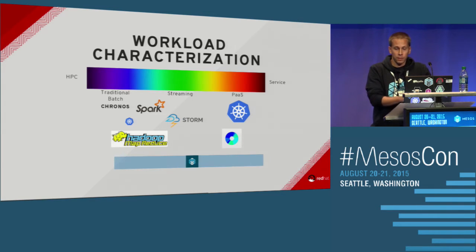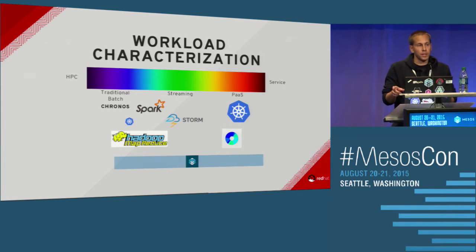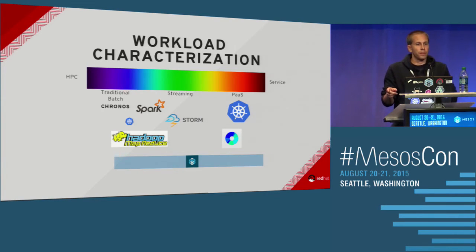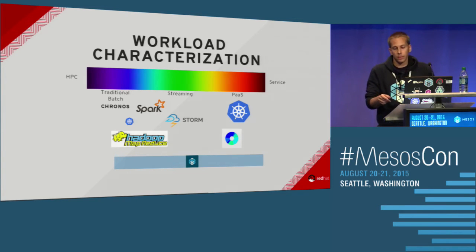And Mesos, of course, fits below them all. Mesos is a meta scheduler. It allows you to plug in any vertical atop of it that fits into a certain characterization within that stream. The only characterization that it won't fit into is that high performance batch area or supercomputing type of space.